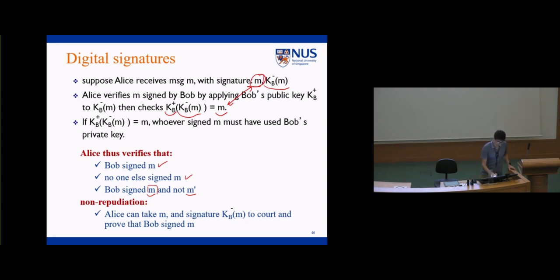So because we have asymmetric keys here and only Bob possesses his private key, once he signs a document with his private key, it is sufficient proof that it must be him, but only him, who signed the document.